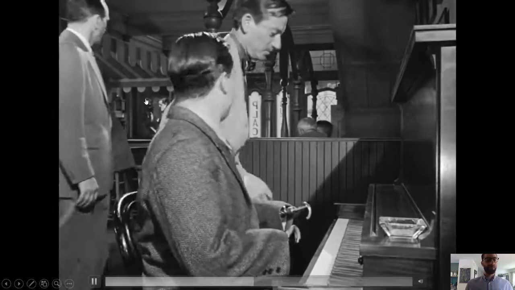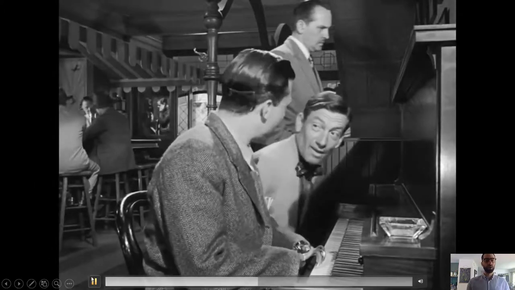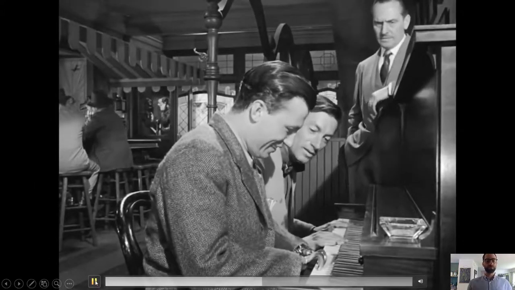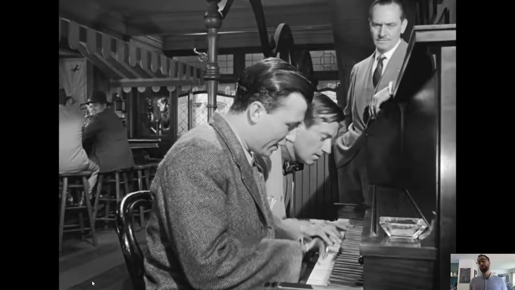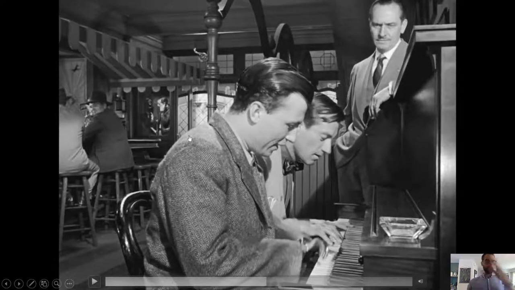This is the dominant composition of this sequence, and it's going to hold for a good amount of time. So I just want to pause right there. Now, what we have here is a very complex image. It's a deep focus and deep space image. It's deep space, of course, because there's a lot of space covered in the z-axis, and it's deep focus because Dana Stevens' character is sharply in focus, just as much as our foreground characters are.